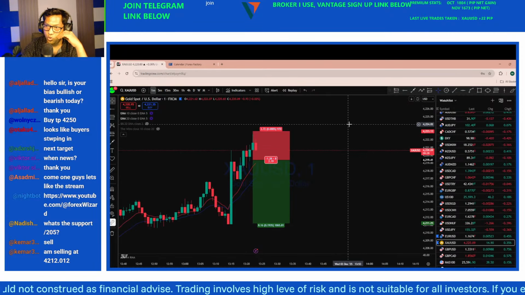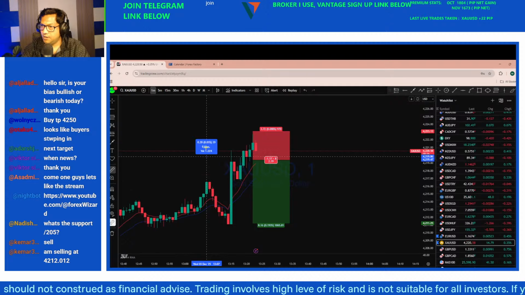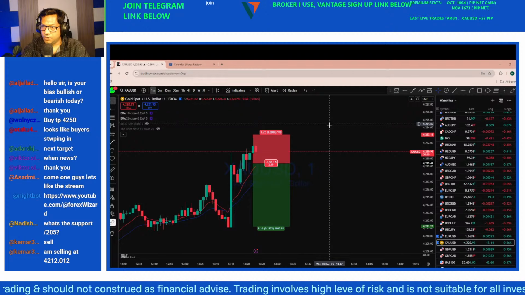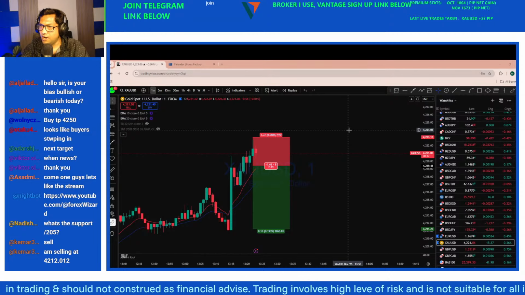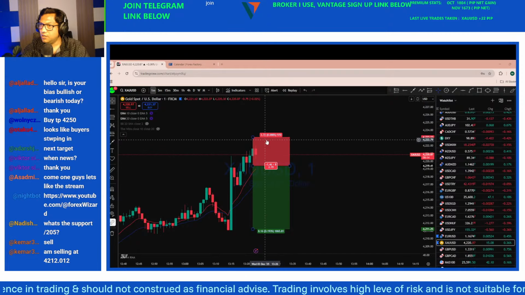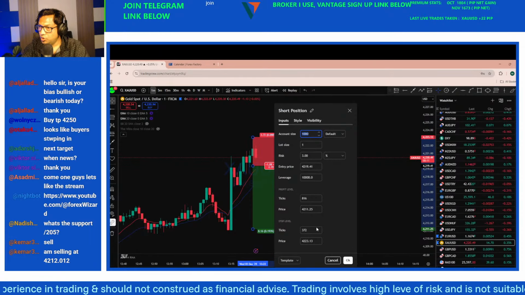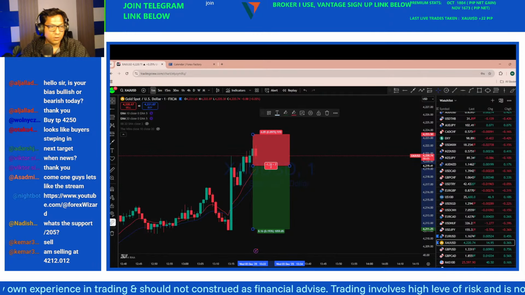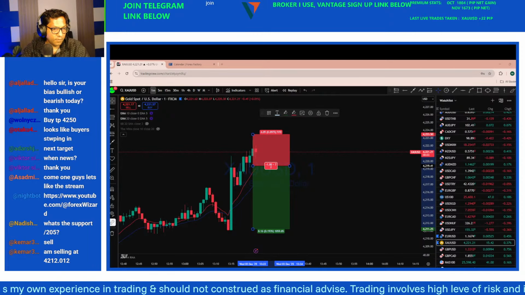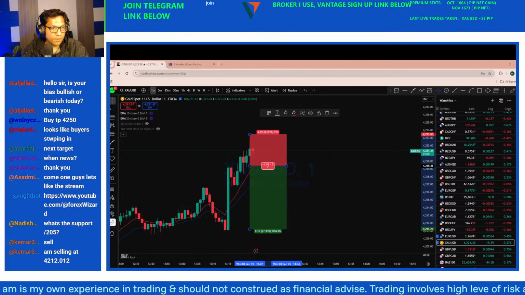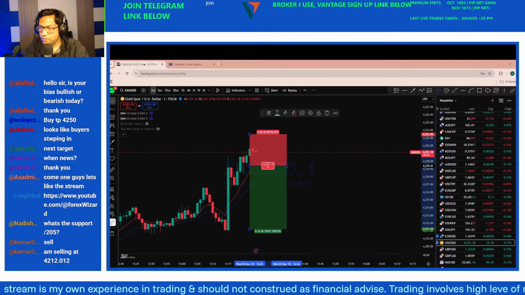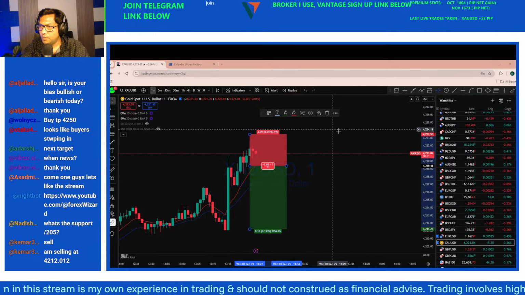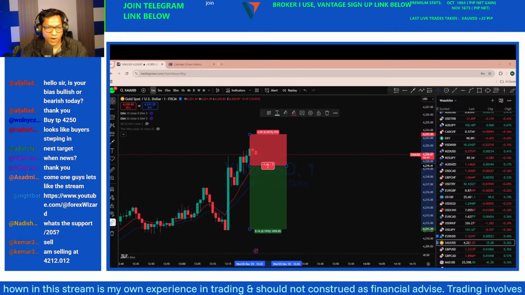So I have sold gold with a very tight stop loss here. There is only 36 pip stop loss depending on your entry. I will be moving a little higher to give a little bit of space. So 4223, I'm moving my stop loss to 4223.50.